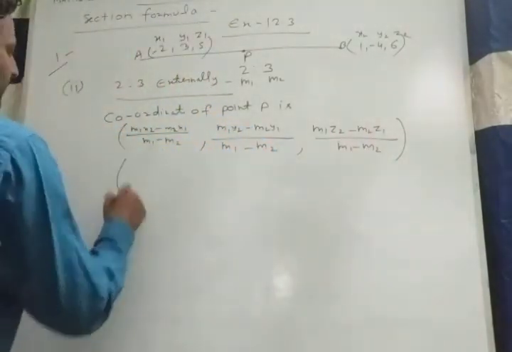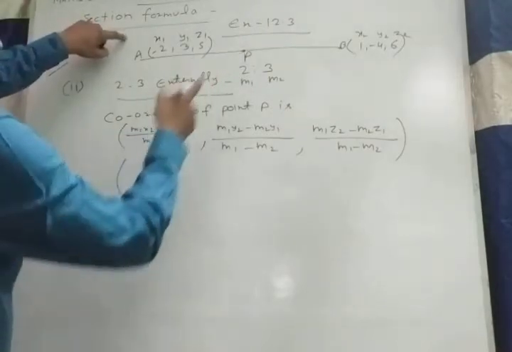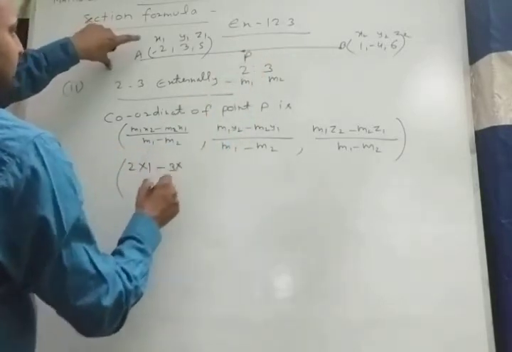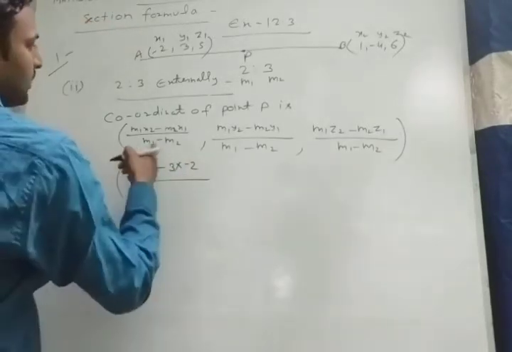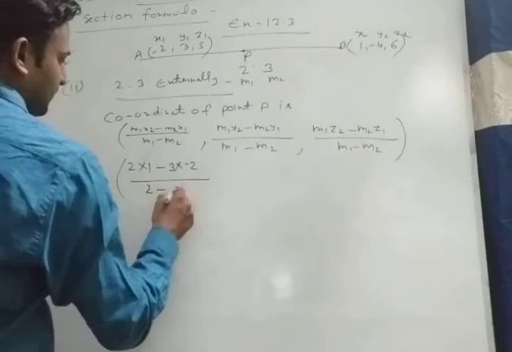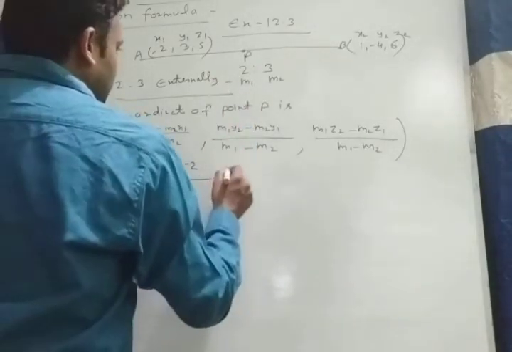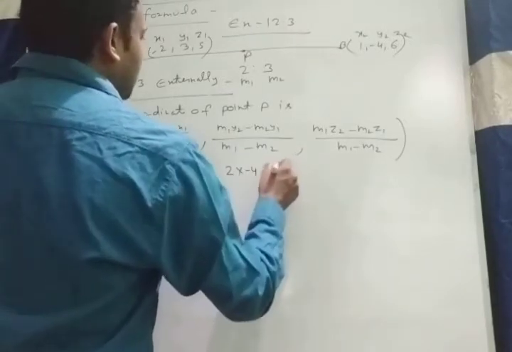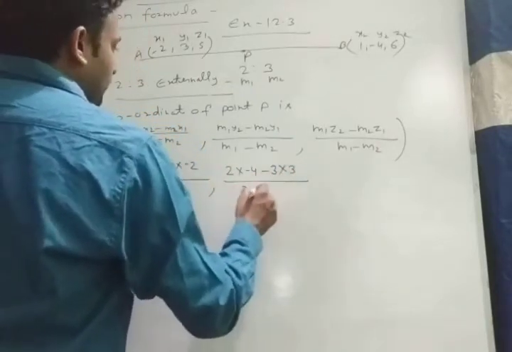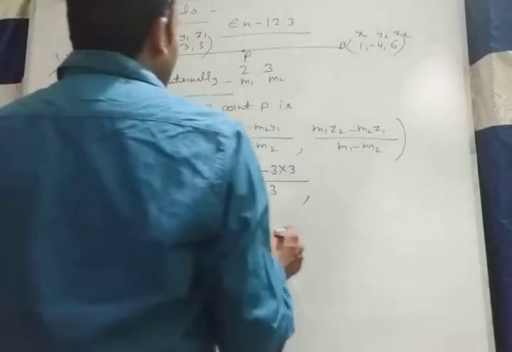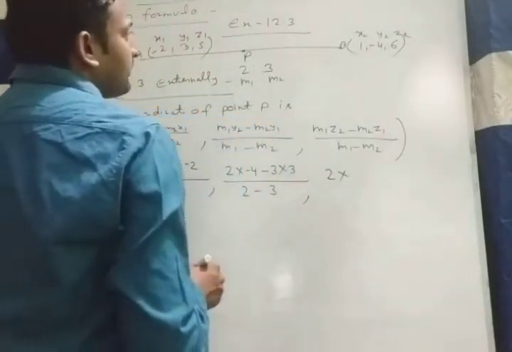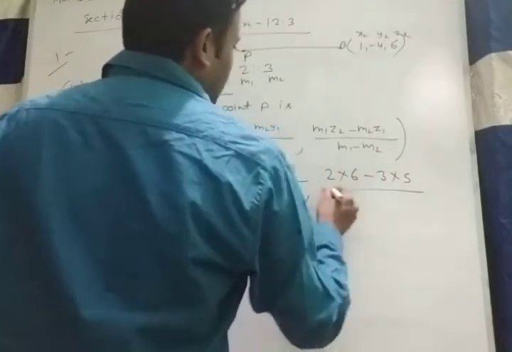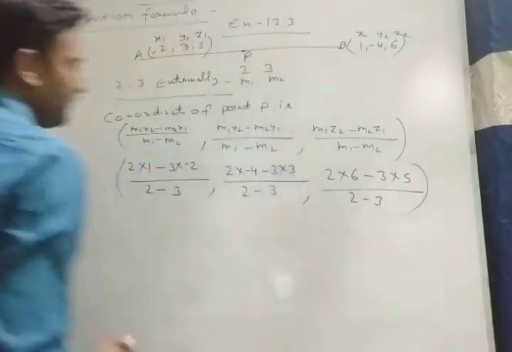Now again put the values. So m1 is 2, x2 is 1, m2 is 3, x1 is 2, upon m1 minus m2, 2 minus 3, comma, m1 is 2, y2 is minus 4, m2 is 3, y1 is 3, upon 2 minus 3. m1 is 2, z2 is 6, m2 is 3, z1 is 5, divided by 2 minus 3. Now we will solve it.